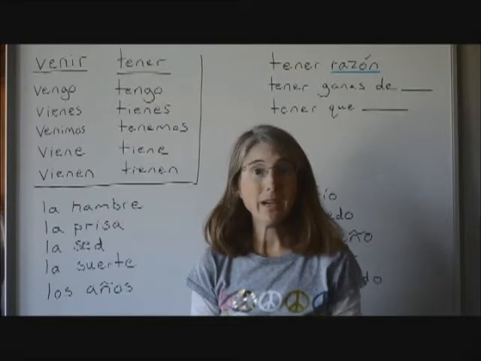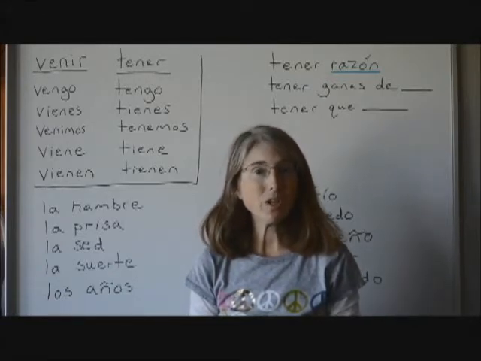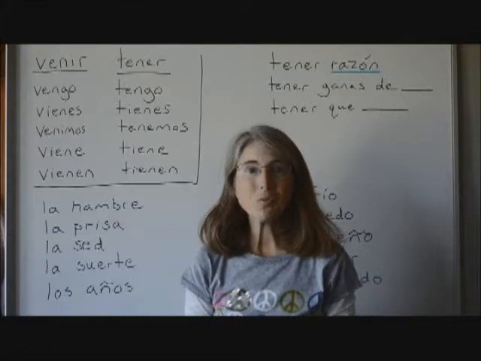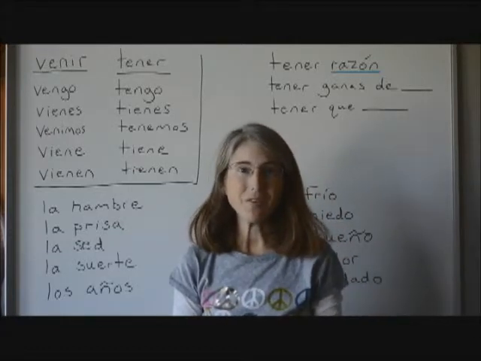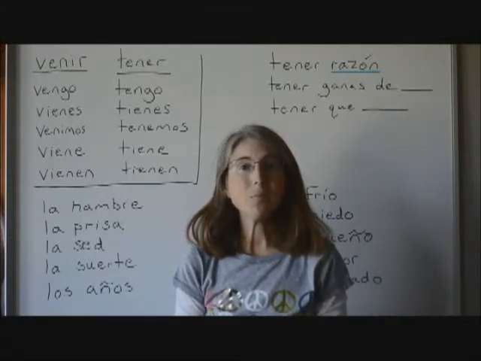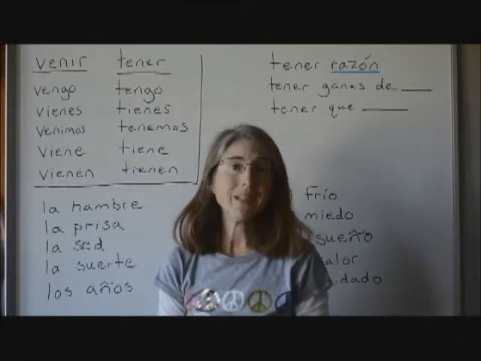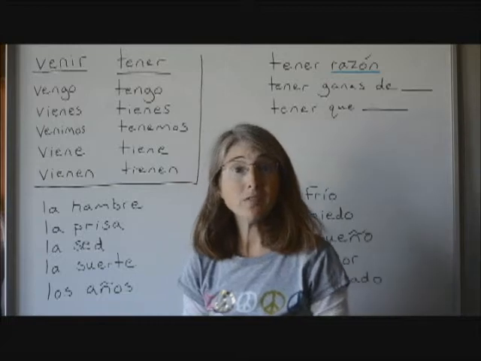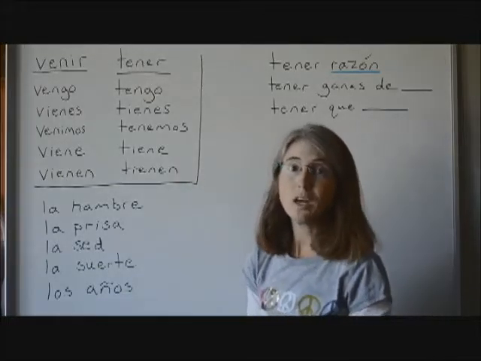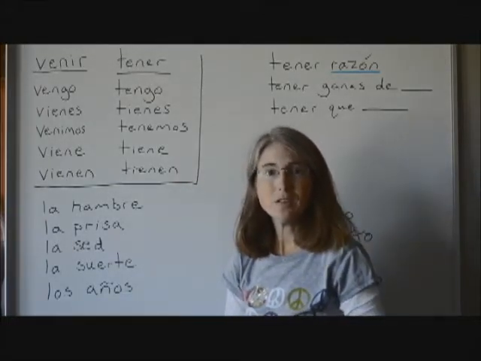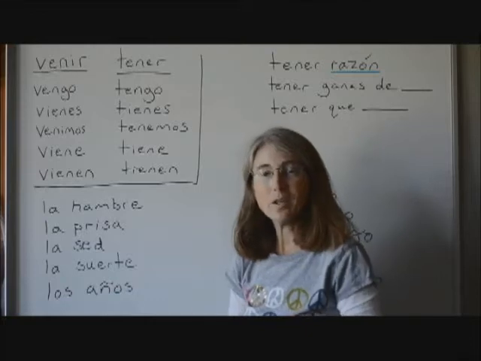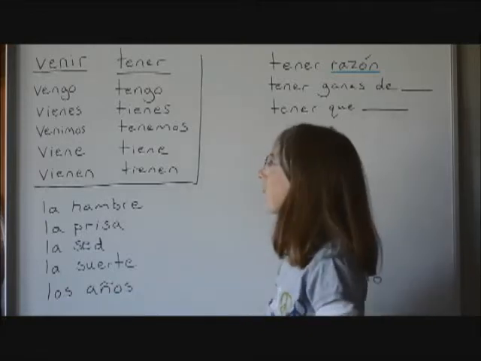Today we're going to learn about the verbs tener and venir in Spanish. Tener means to have, venir means to come, and the reason these two verbs are grouped together is not because of their similarity in meaning. It's because they're conjugated similarly. Venir is an IR verb, tener is an ER verb. Both of these verbs break the rules for conjugation in Spanish, and that's why we're covering them separately.